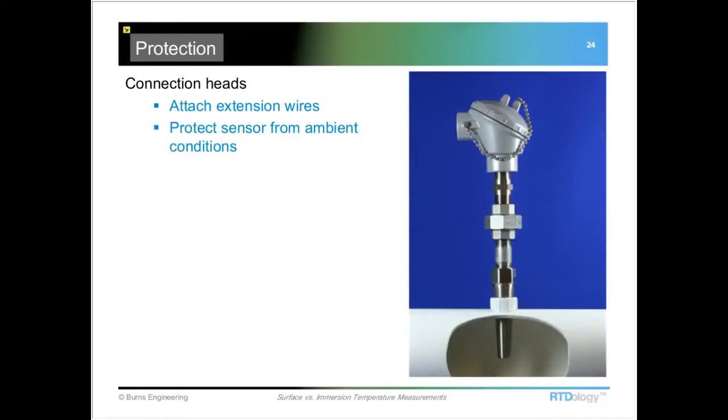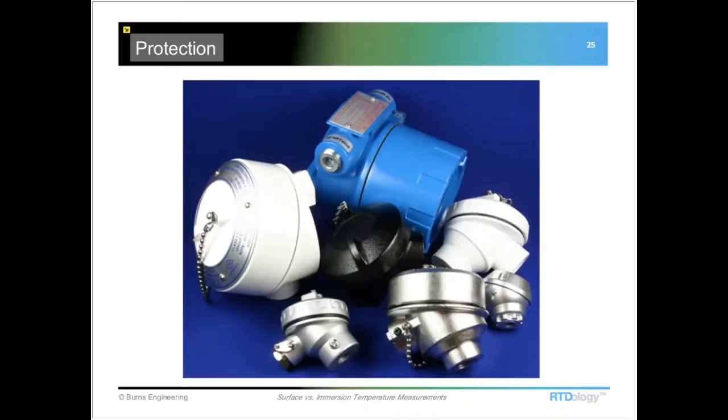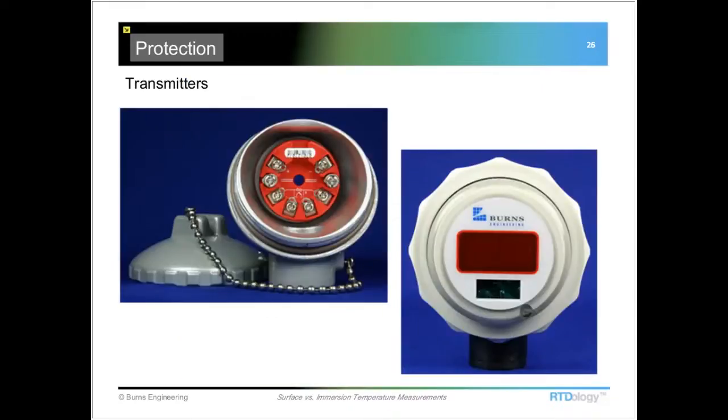With the immersion styles, it's very simple. We can put a connection head on it. We can attach our lead wires. Protects the sensor from all the nasty ambient conditions. We can use explosion-proof housing, stainless steel, plastic, aluminum, a whole variety of things to choose from there. They also work real well for installing a transmitter or a local indicator for the temperature measurement.